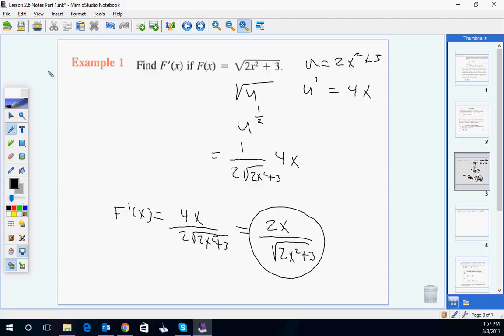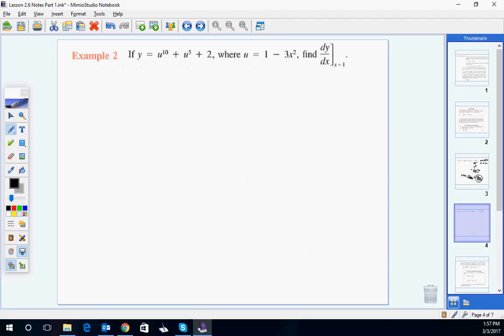Question? All right. For this one, they give us the u already. They tell us u is 1 minus 3x squared, so they're writing it already substituted out. What we need to figure out is u prime. What's u prime? Negative 6x, good.